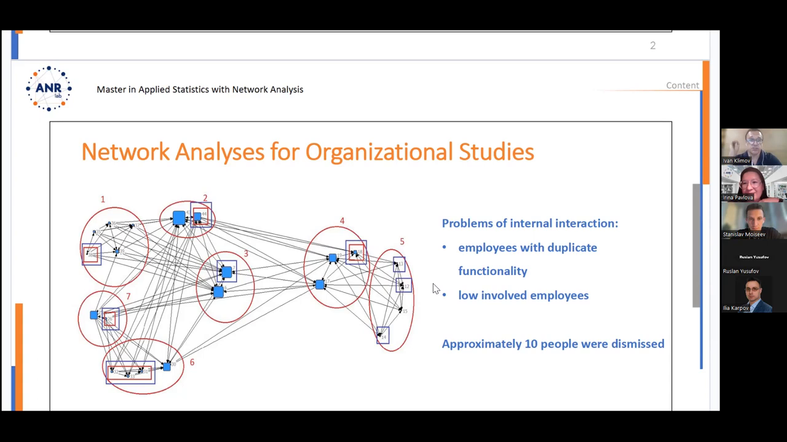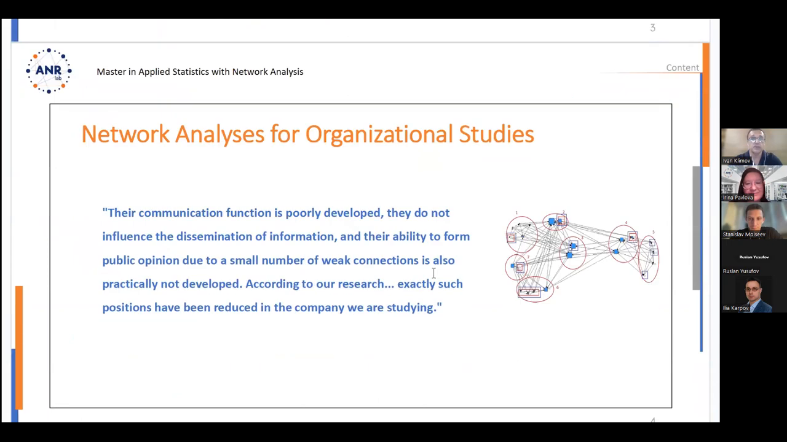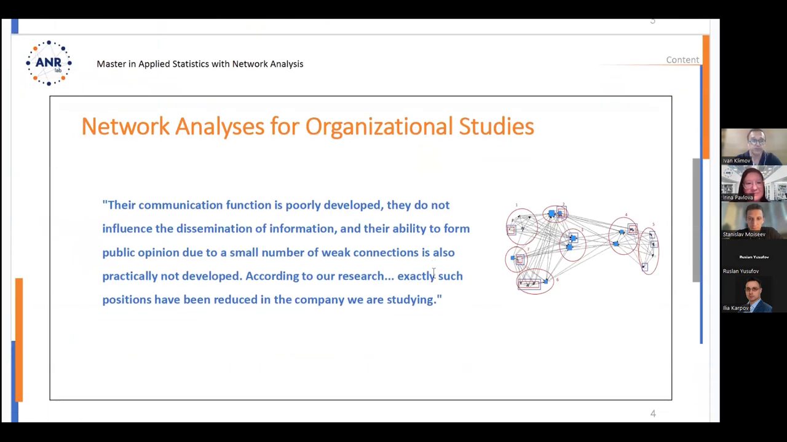Based on the results of this research and analysis, the company reduced the number of employees of the department. Approximately 10 people were dismissed. And here, look at this quote.